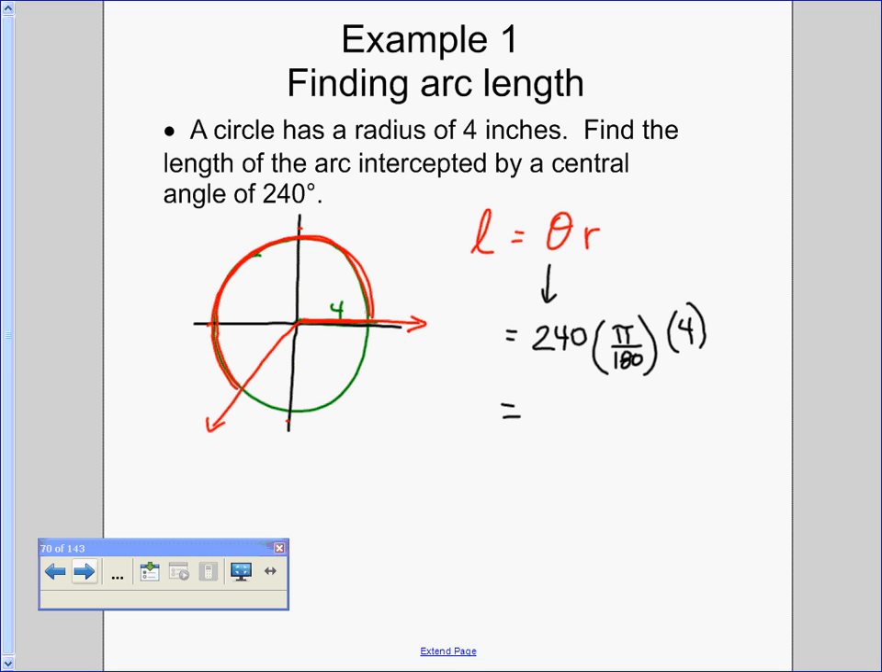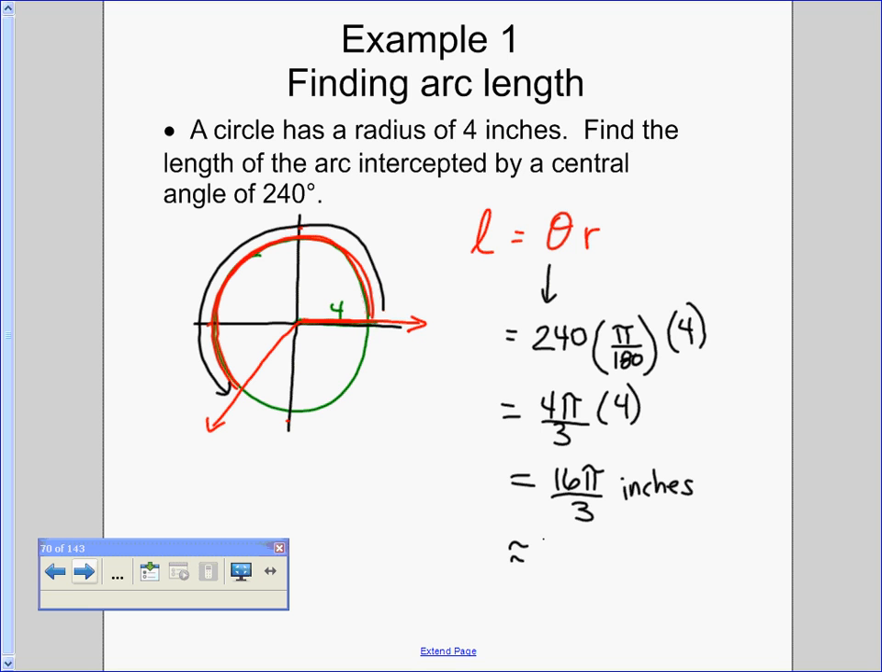Then we just need to simplify that. When we simplify our angle measure, we're going to get 4 pi over 3, which you don't have to simplify to. You could just go ahead and do the same whole thing. But the 240 is equivalent to the 4 pi over 3, and that's going to give us 16 pi over 3, and that's going to be inches, of course. That's a little less than the circumference of the circle there. That's also about 16.76 inches.